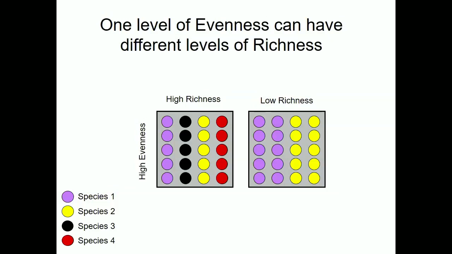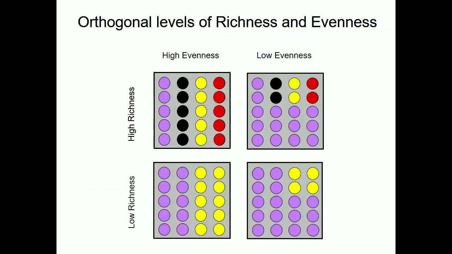You can have high evenness with 4 species or with 2 species or any number of species. And then if you combine these two, you get orthogonal levels of richness and evenness. So then you can look at a range of factors and you can ask, if richness is high, does it matter if evenness is low or high? And the same thing here: when evenness is low, does it matter how many species you have?